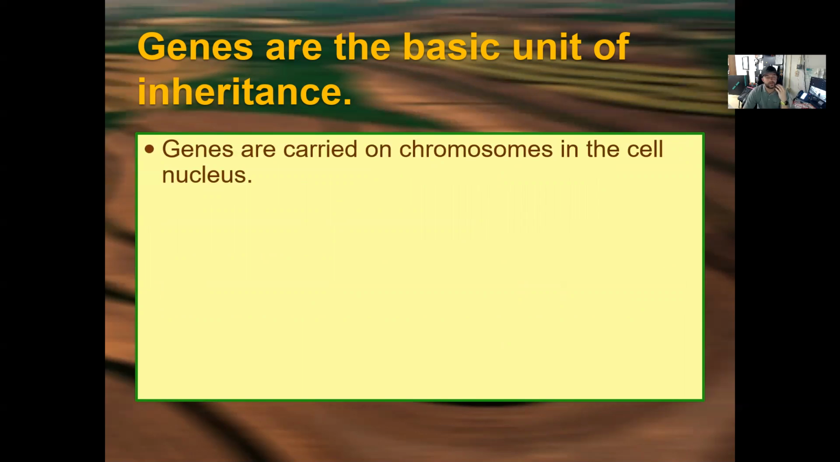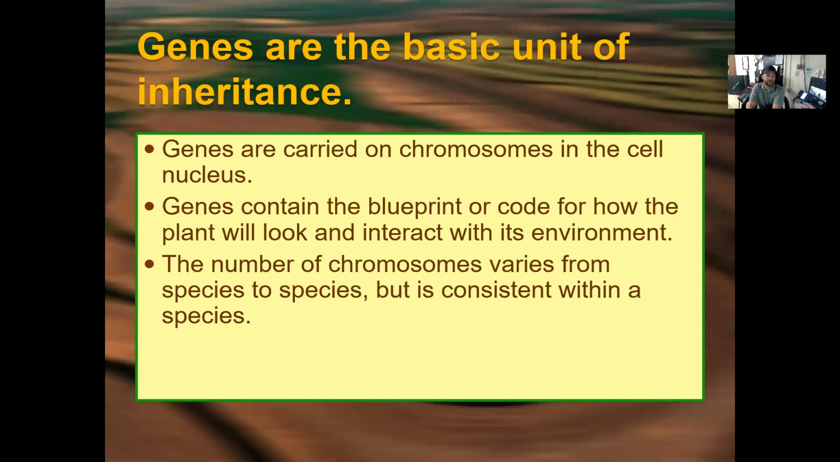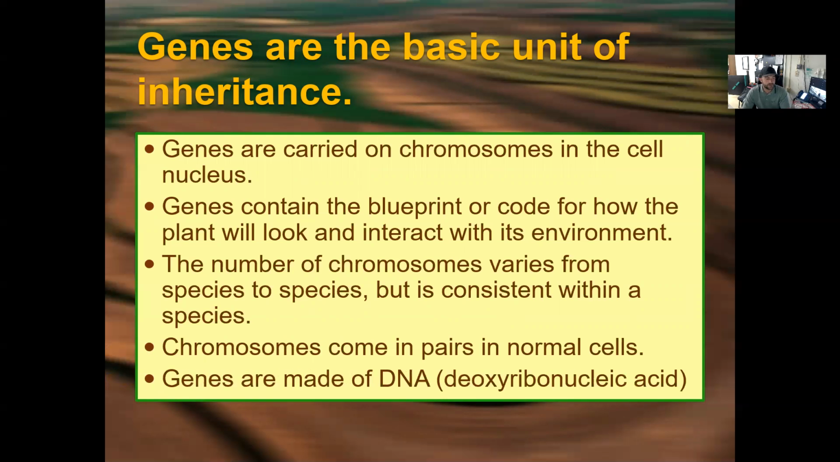So, genes are the basic unit of inheritance. Genes are carried on chromosomes in the cell nucleus. Genes contain the blueprint or code for how the plant will look and interact with its environment. The number of chromosomes varies from species to species, but it's consistent within the species. Chromosomes come in pairs in normal cells, and genes are made of DNA, deoxyribonucleic acid. And DNA is what we are all made of. So DNA is pretty much in anything living.